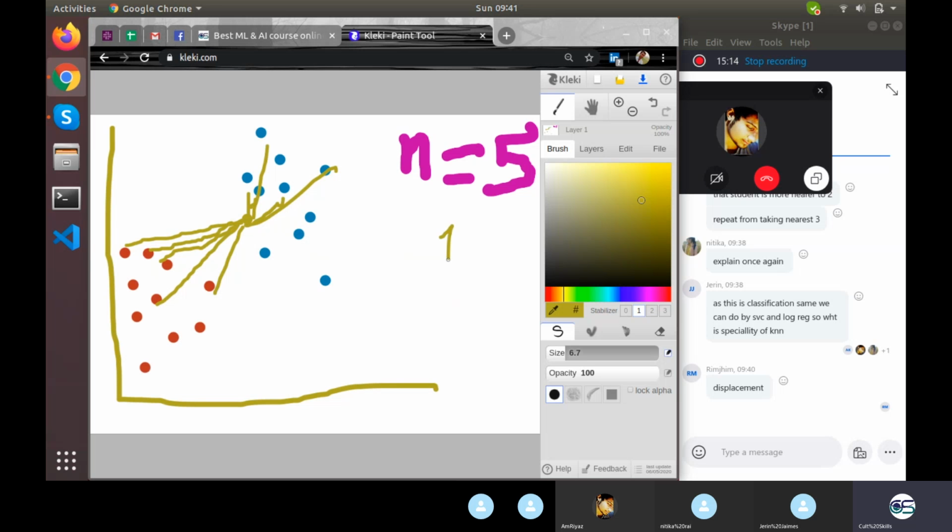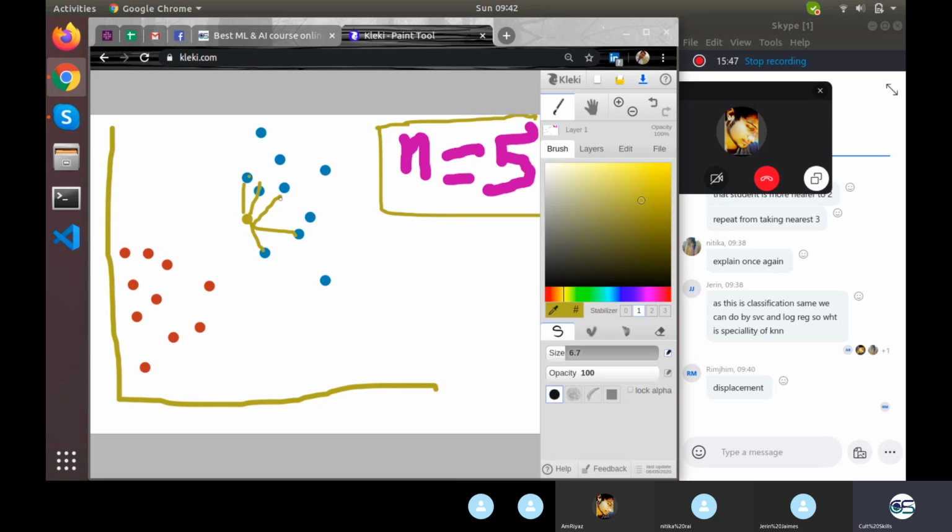What is our first step? Distance. Calculate the distance. Coming back again, what is the second step? Pick the top 5 distances only. Top 5 means the shortest distances, simply, in ascending order. So the first 5 distances in ascending order are this one as the first point, this as the second point, this as the third point. I guess this is the fourth, and this is the fifth.